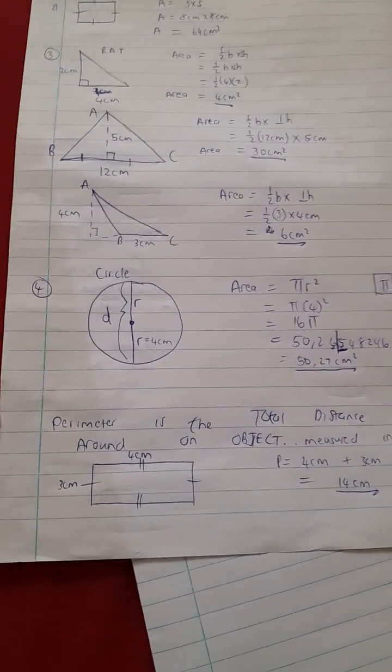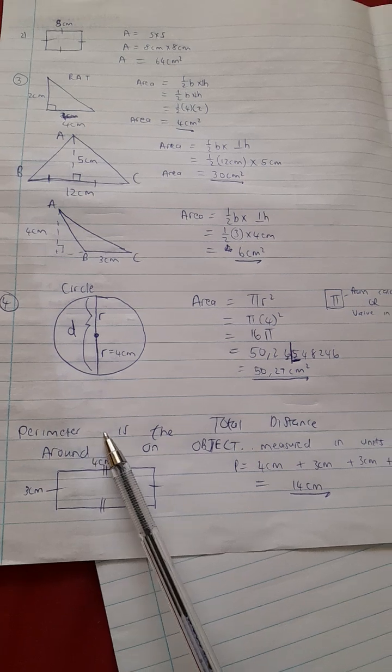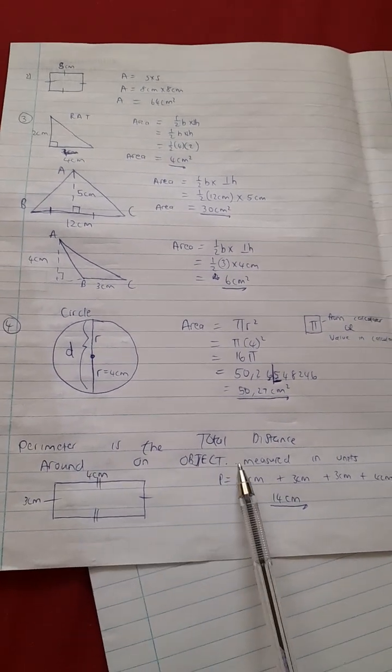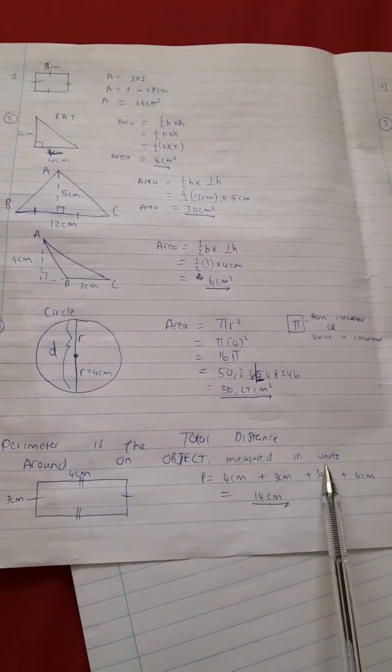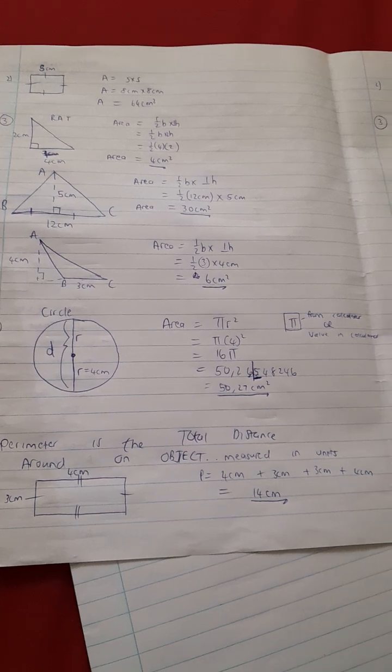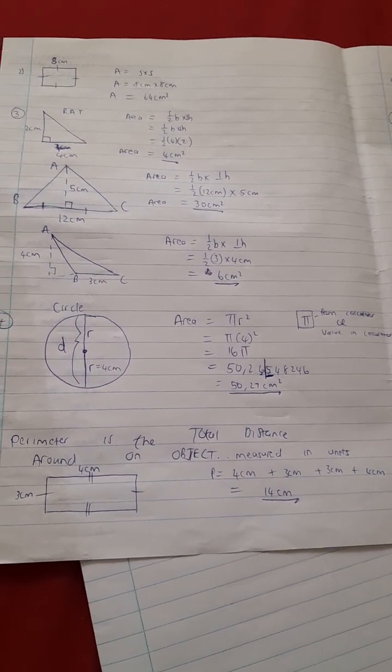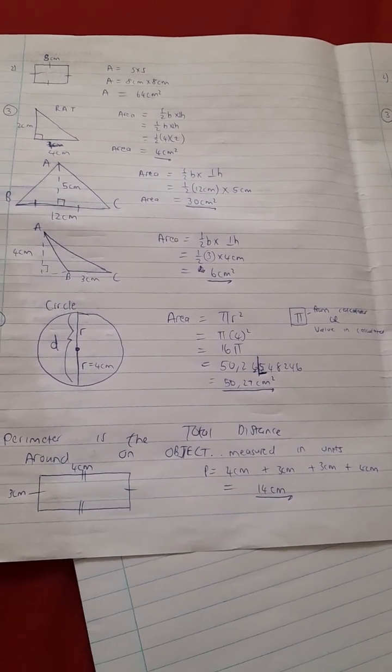We move on to something called perimeter. What is perimeter? Perimeter is the total distance around an object, and it's measured in units. Okay, so we don't put squared or units squared. It's just centimeters, millimeters, kilometers, and so forth.